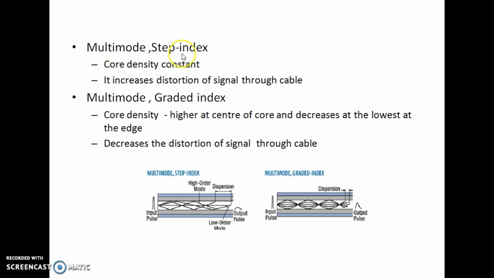Next are multimode step index and multimode graded index. We can differentiate step index and graded index by the density. In step index, the density of the core remains constant from the center to the edges, and it increases the distortion of the signal through the cable. In graded index, the density is higher at the center of the core and lower at the edge, so it decreases the distortion of the signal through the cable. This diagram shows the impact of this variable density on the propagation of light beams.